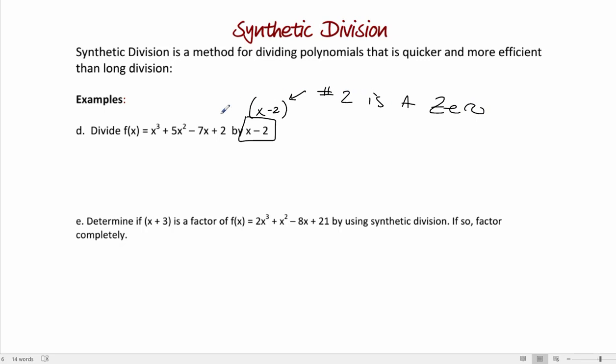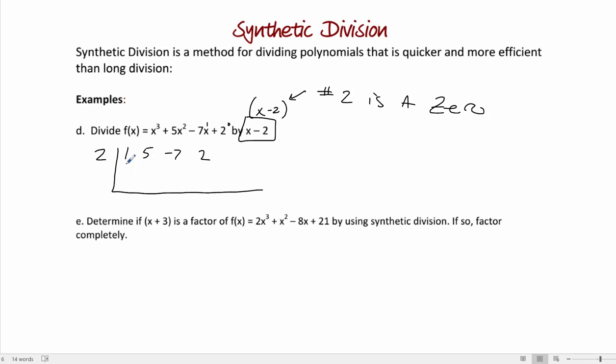Remember, zeros are opposites of the number that's inside, right? So if this is negative 2, the opposite is a positive 2. So this is what I'm going to use, the positive 2. I'm going to put it outside and make my upside down box. I'm now going to put the coefficients of these numbers: that's a 1, that's a 5, that's a negative 7, and that's a 2. Everything goes in order, 3, 2, 1, 0, so I don't have to put a 0 in there for anything.